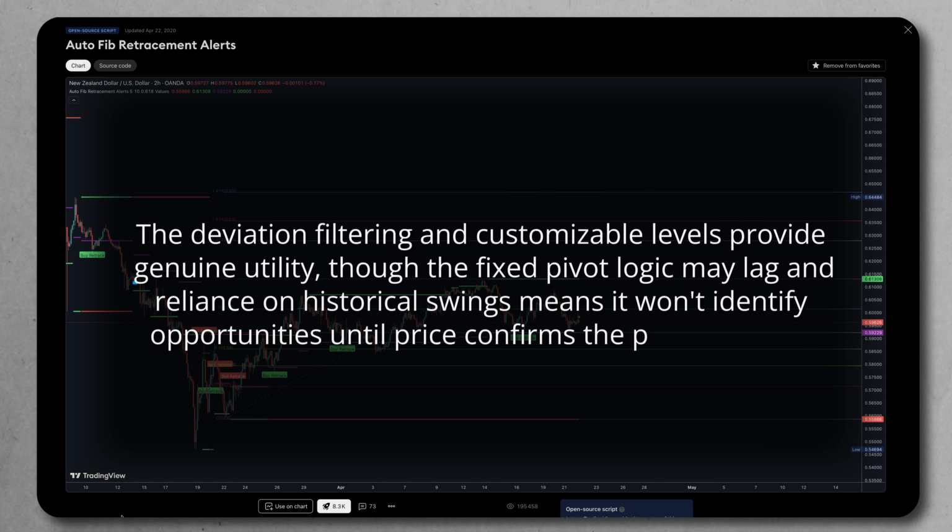The deviation filtering and customizable levels provide genuine utility, though the fixed pivot logic may lag during fast markets and reliance on historical swings means it won't identify developing opportunities until price confirms the pivot structure.